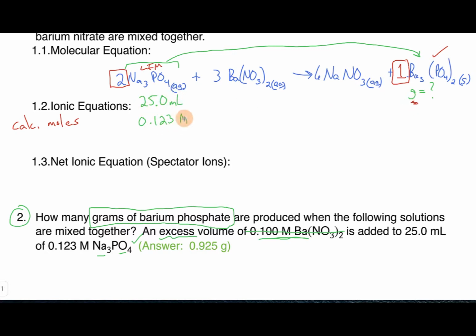Moles are not given in the problem, but they are embedded within that information, right? Molarity stands for moles per liter. I have a volume value. It's in milliliters here. Let's just go ahead and convert that to liters real quick. One of the more useful conversion factors from the metric system that you learned in Gen Chem 1 or Gen Chem 2 is this guy. There are 1,000 milliliters in 1 liter.